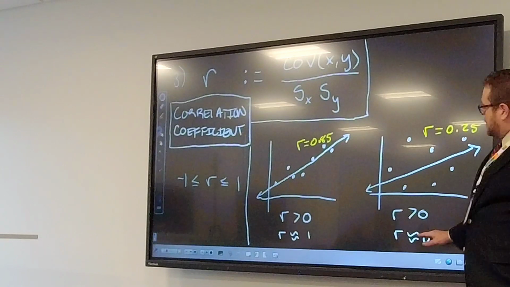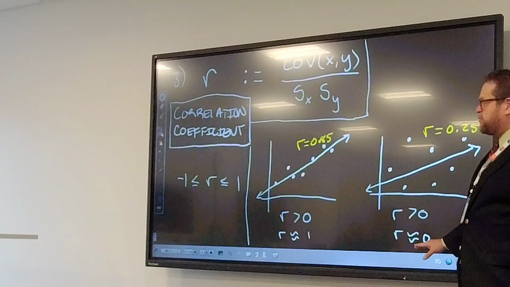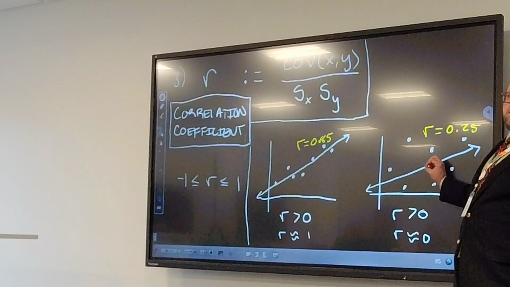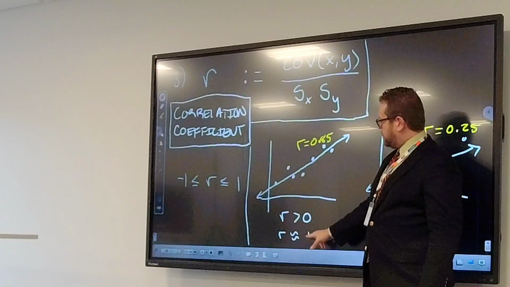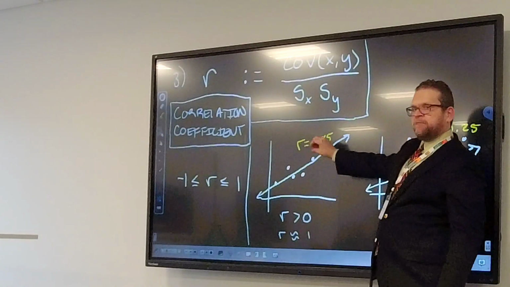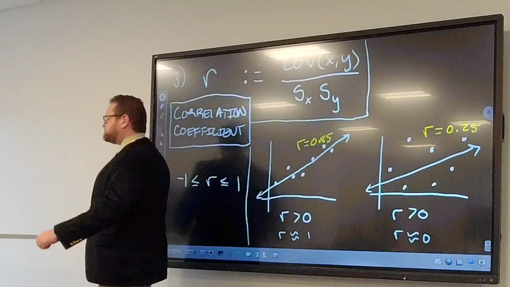And we'd have the same sort of situation down here. If R was negative but close to 0, well, the data points would be all spread out. But if it was negative and close to -1, then they'd be real close to the line. It's just that the line would be going down.